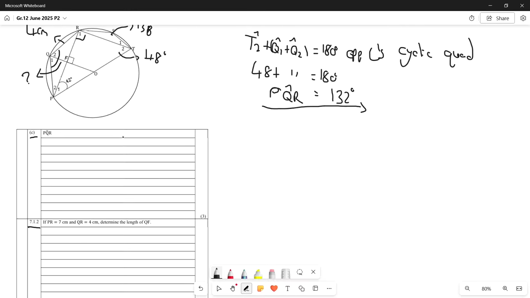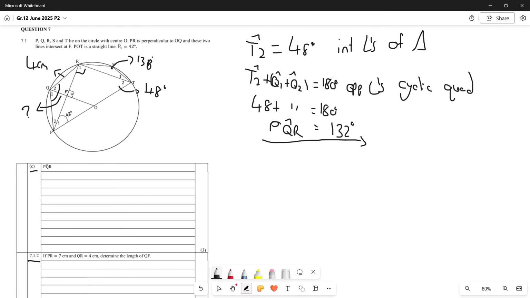So once again, this is 3 marks. What we're dealing with at this stage are the lengths of a triangle, QFR, because once we are in QFR, we can then use Pythag to calculate QF. So they've given us QR, that is 4 centimeters here, and then FR we can calculate from the fact that we know PR equals 7 centimeters. So PR equals 7 centimeters. This is given. We don't get any marks for that.